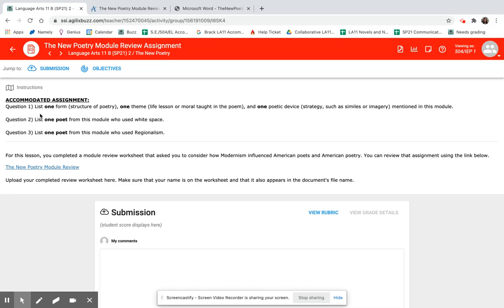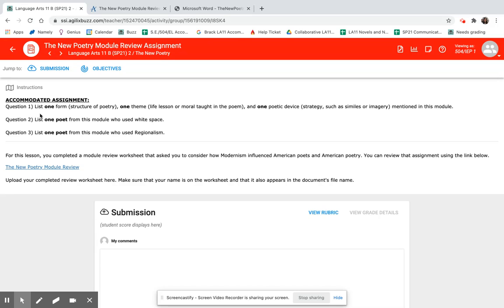So in question 1, all you'll have to do is list one form, one theme, and one poetic device that was mentioned in this module. Now, just to help you along here, forms are the structure of the poetry. So think about a traditional sonnet structure, what that might look like. Think about free verse and what that might look like in poetry.